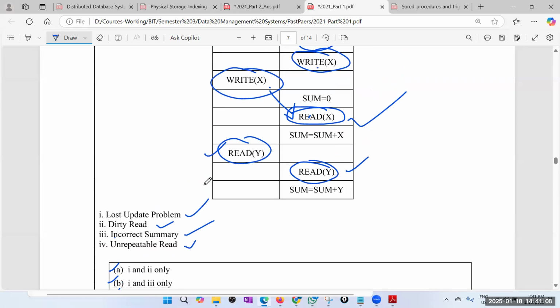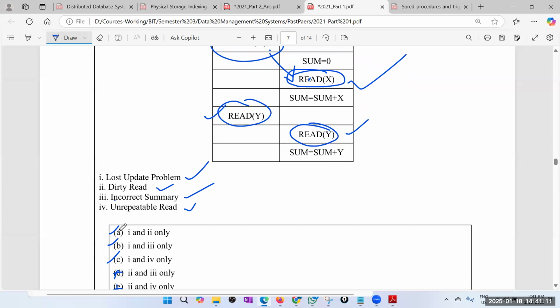Definitely lost update is there. But I have all three. But that doesn't make sense, right? Anyway, I'm not very sure.